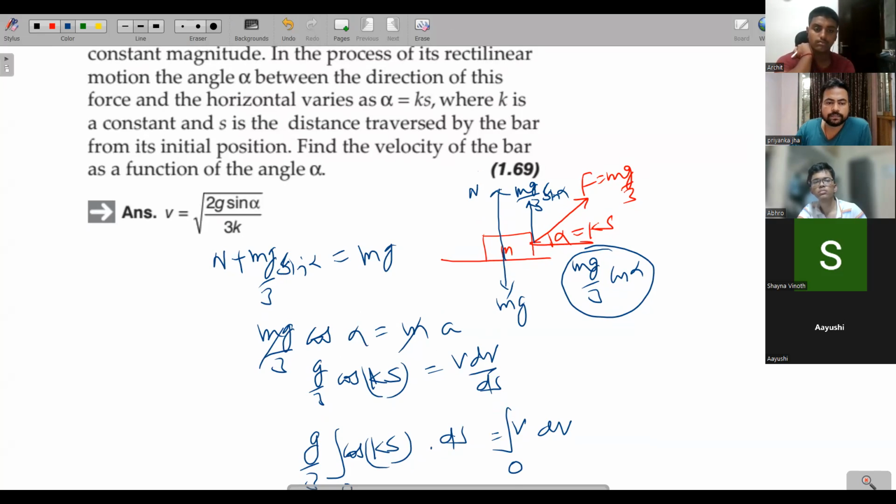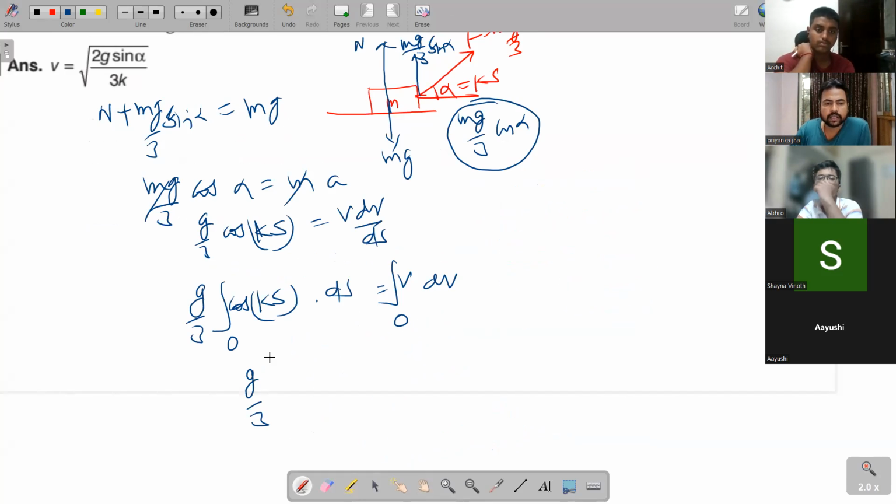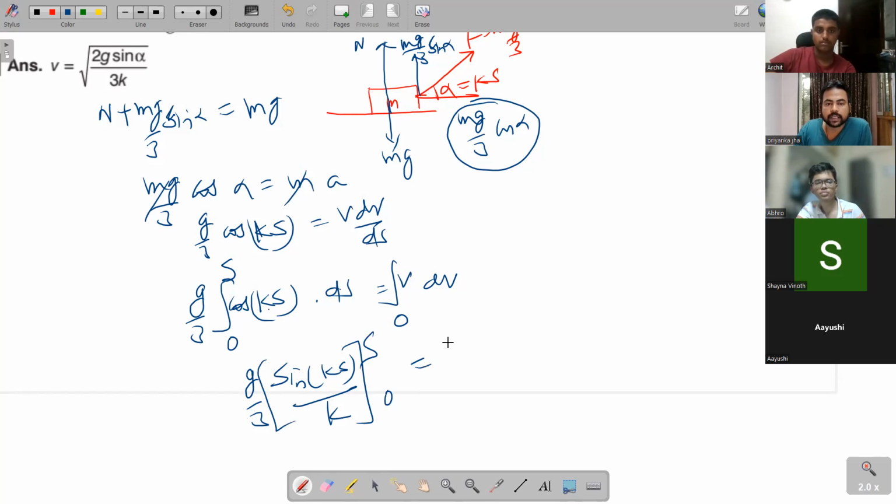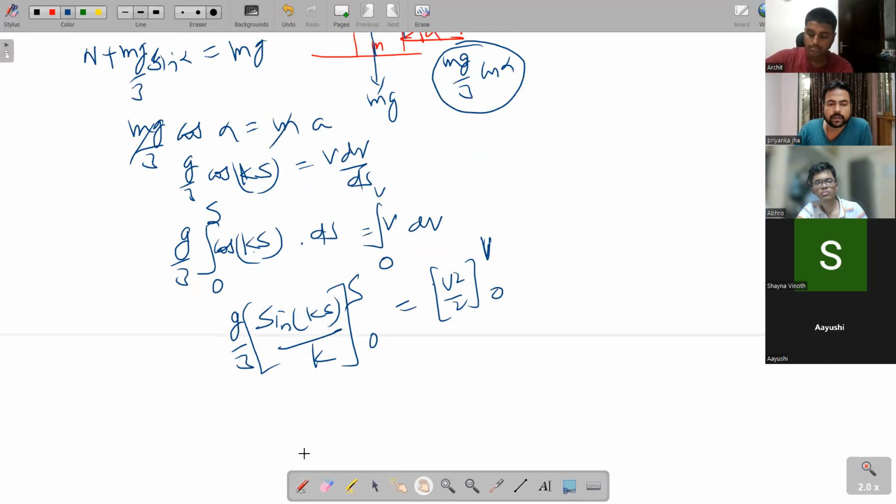So this will be like this. Now, g by 3. Suppose now this distance is S. So integration of cos is sine, and the angle will remain as it is. And now you know that the coefficient of S is K, so in integration we will divide by the coefficient. The upper limit is S, lower limit is 0. That is v square by 2, between v and 0. Put here g by 3 into K, sine, put S here, Ks, and then put S equal to 0. So sine 0 is 0 now.